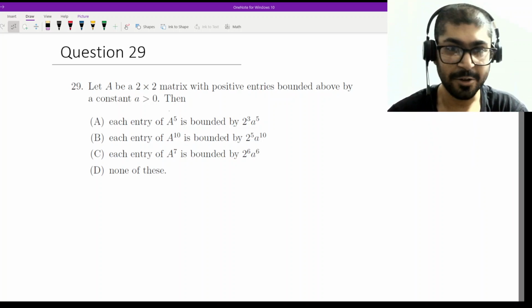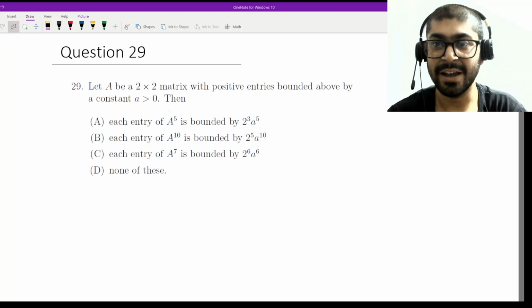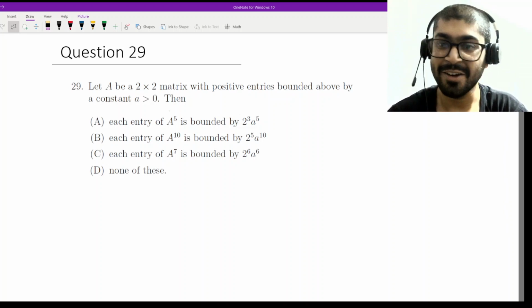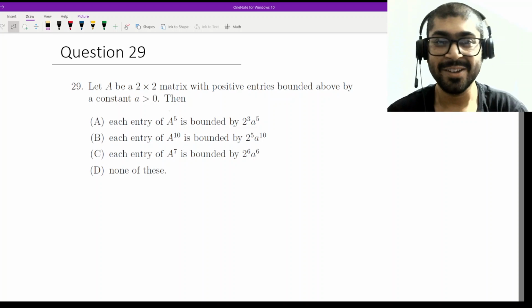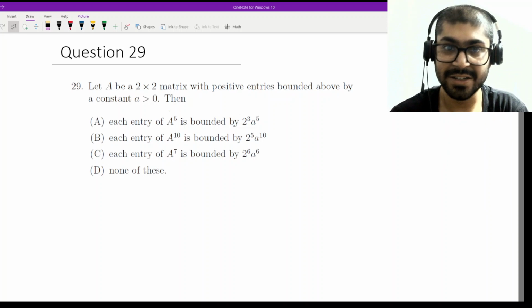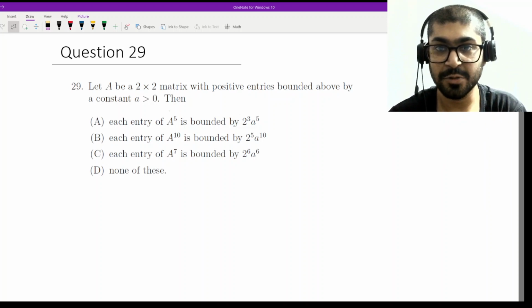Question 29 is based on matrices and upper bounds. You might think that's a weird combination, but we have to solve this one. So how would you go about it? First let us understand the question. The question says A is a 2 by 2 matrix with positive entries bounded above by a constant.